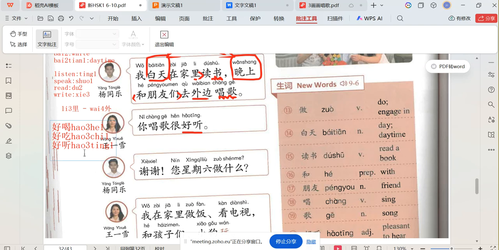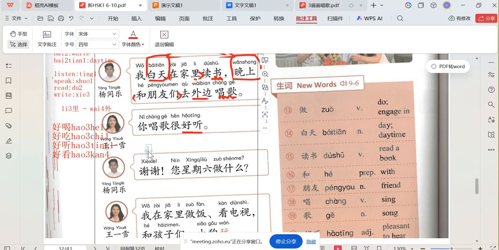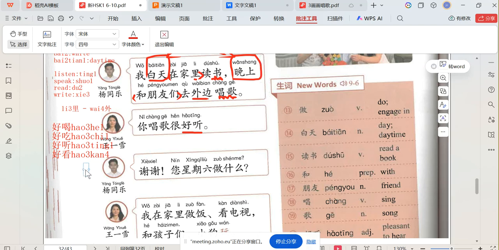So I will give you another word. You can guess the meaning. 好喝 taste good. 好吃 taste good. 好听 sounds good. So can you guess what's the meaning of 好看? 看 is to read, to look, to see, to watch. So what's the meaning of 好看?